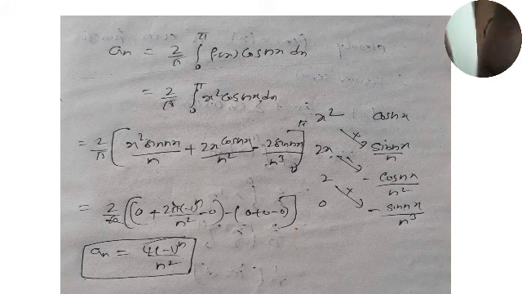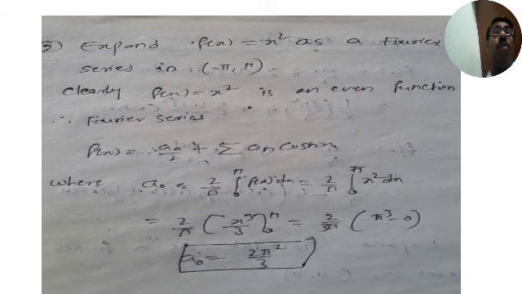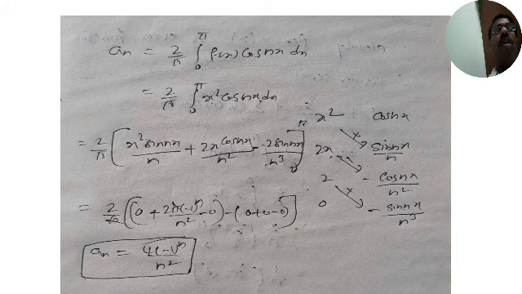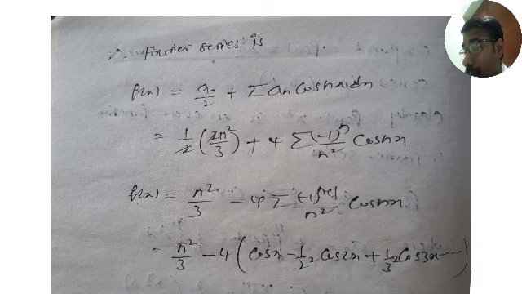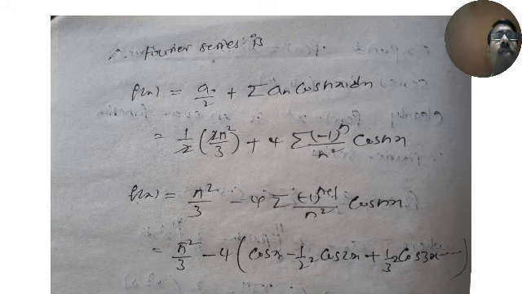So what we got? We got a naught equal to 2 pi square by 3, and we got a_n equal to 4 into minus 1 whole power of n by n square. So let us substitute in the Fourier series. Fourier series is f of x equal to a naught by 2 plus sigma a_n into cos nx. Now substitute a naught. What is a naught? 2 pi square by 3, and a_n. What is a_n? 4 into minus 1 whole power of n by n square.